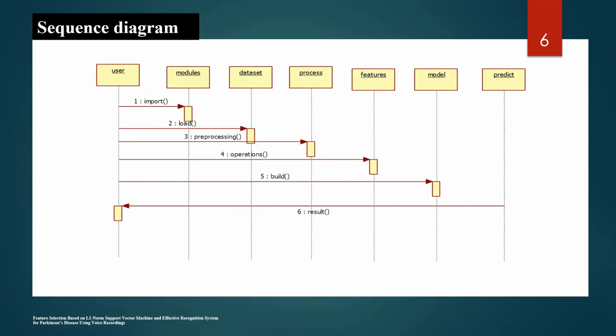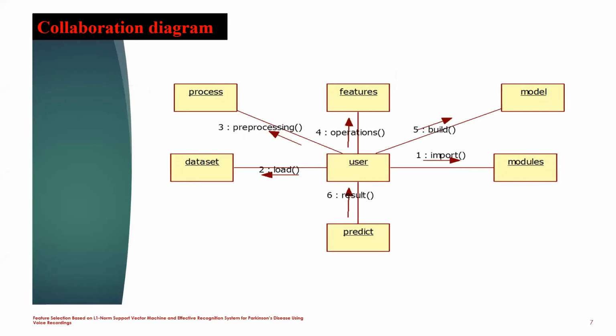This symbol is used when a sender is waiting for a message and response to the message. And this is the collaboration diagram. A collaboration is a collection of named objects and actors with links and connections. This one is links, and this one is objects. First one is import data in modules. Second one is load data in dataset. Third one is preprocessing. Fourth one, operations, and fifth one, build in model. Sixth one is result.